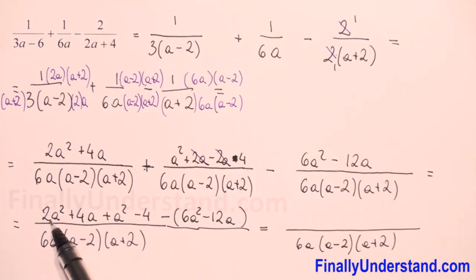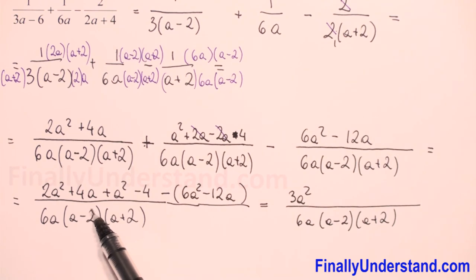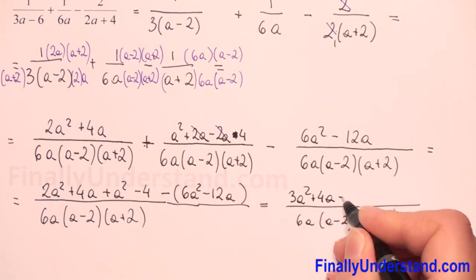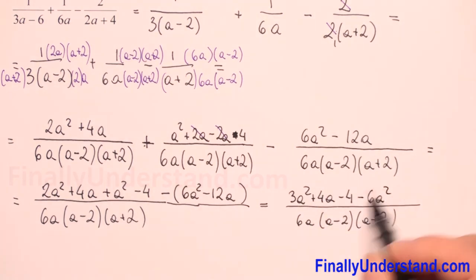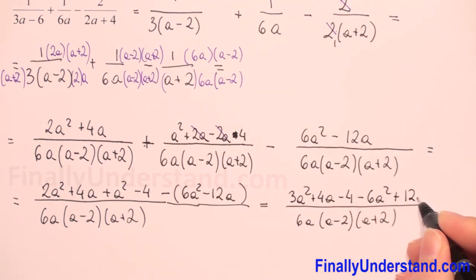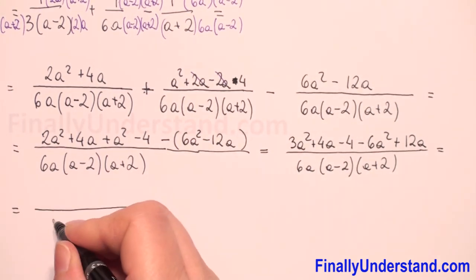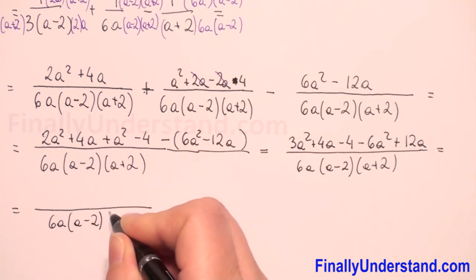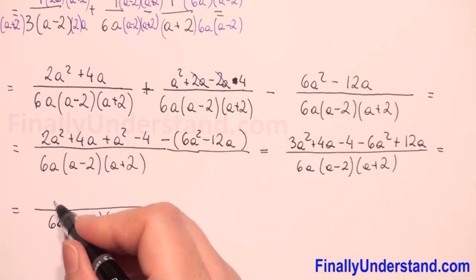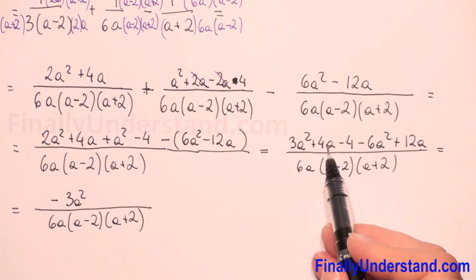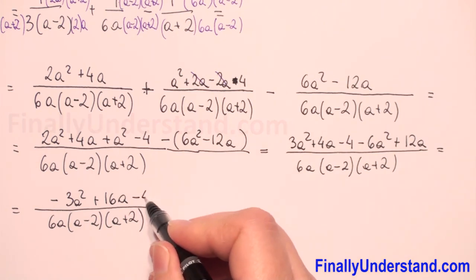And now we can combine the like terms. 2a squared plus a squared is 3a squared, and we have plus 4a minus 4, and now a negative sign and positive, so it will be negative 6a squared. Negative and negative give me positive 12a. Now again we have to combine the like terms in the numerator. The denominator we have to copy. 3a squared minus 6a squared, so this is negative 3a squared. 4a and 12a is 16a, and we have negative 4.